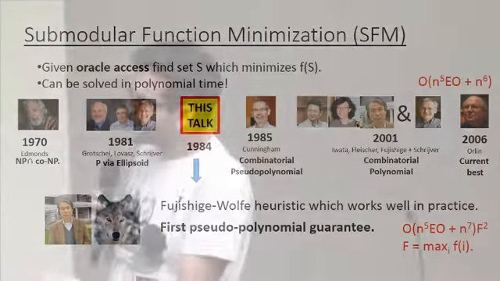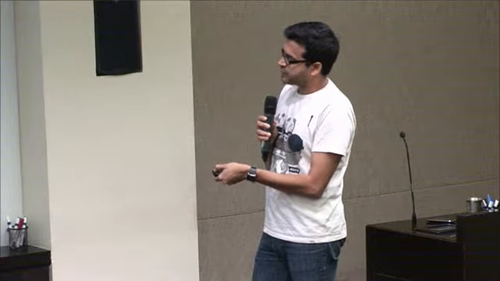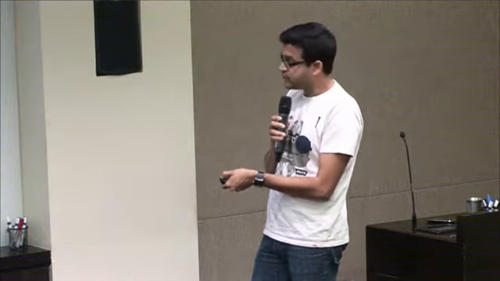We showed that this heuristic also runs in pseudo-polynomial time. It's not polynomial yet, but it's pseudo-polynomial. And sort of this is the bound. So there's an extra f square where f is the maximum value of, well, a singleton on the function. So that's what I'm going to talk about next. So any questions till now?